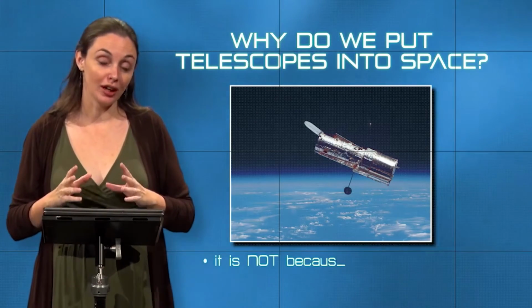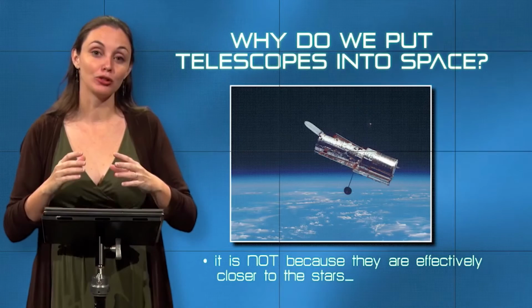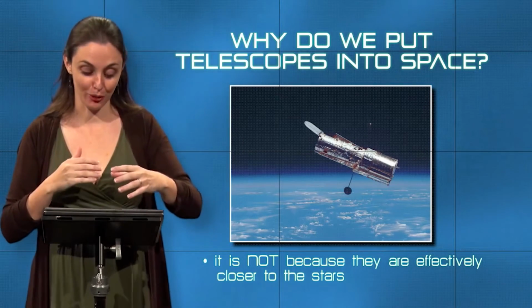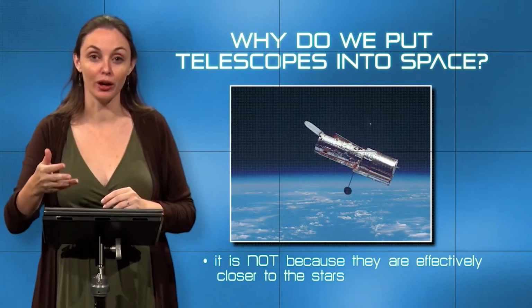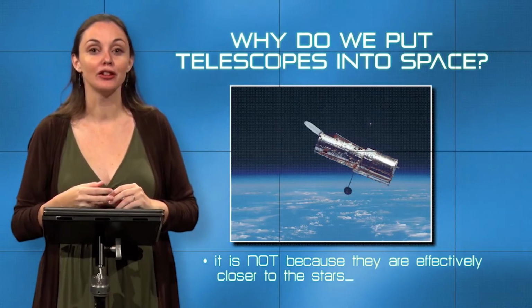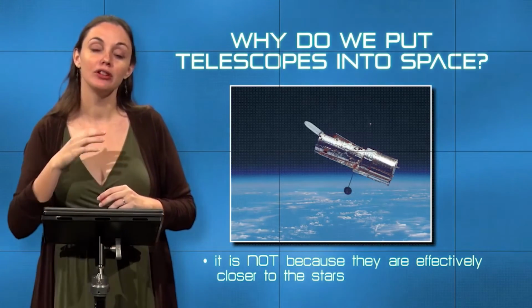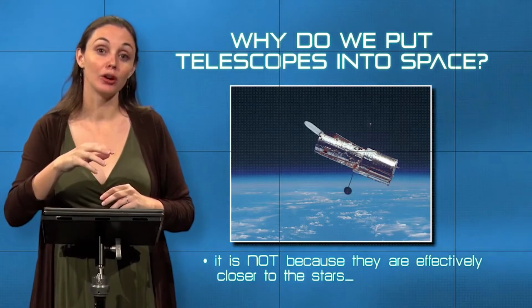So we don't put telescopes into space to get them closer to the stars, not appreciably so anyway. We put telescopes like the Hubble telescope, the James Webb Space Telescope, the Chandra Observatory, and others. We put these telescopes in orbit for other reasons.